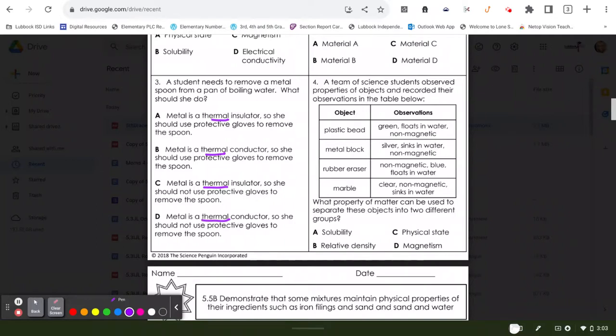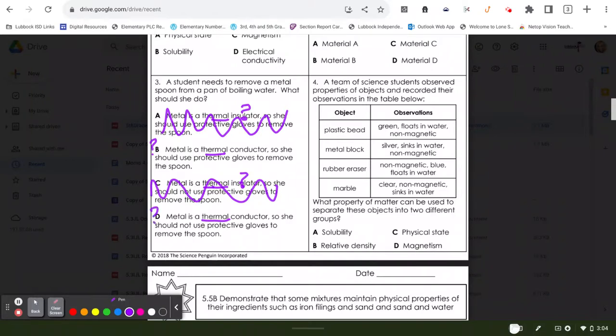So the metal, let's look at each answer option. Metal is a thermal insulator. Okay, is it an insulator? Does the metal keep the thermal energy in? No. Metal is a thermal conductor. Okay, maybe. We'll read the rest of the answer option in a minute. Metal is a thermal insulator. Is that true? No. It does not keep the energy in. The metal allows the heat to flow through. That's why the spoon gets hot. Okay, metal is a thermal conductor.